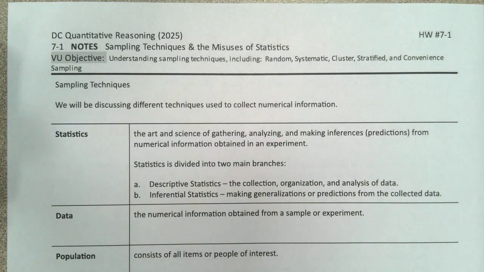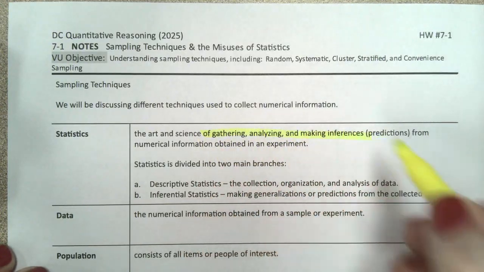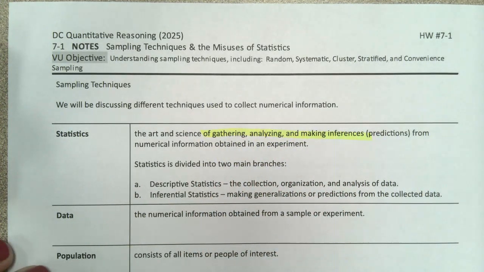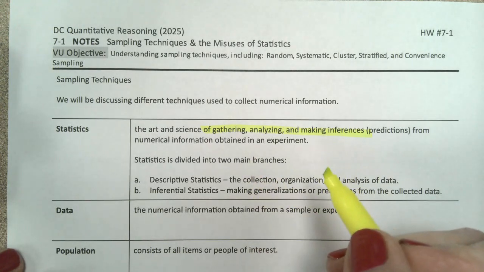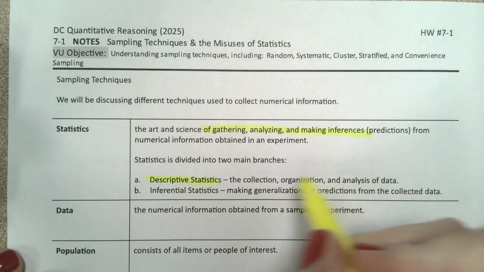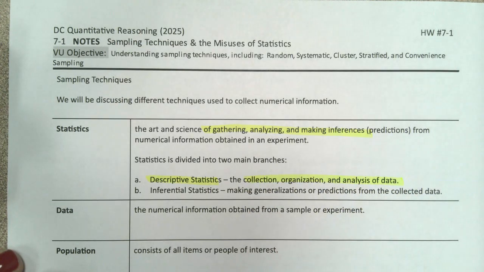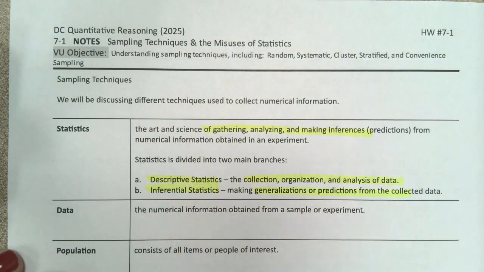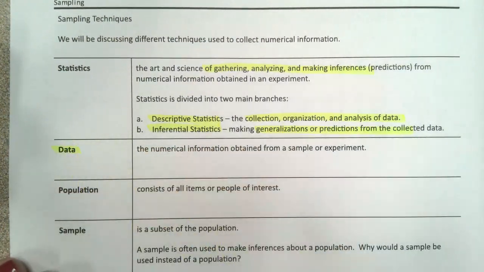So in statistics, we are going to gather and analyze some data so that we can make some decisions. It is divided into two branches. We have descriptive statistics, which is collecting, organizing, and analyzing data. We have inferential, and we're going to make some general predictions about it. Data is what we're going to collect.